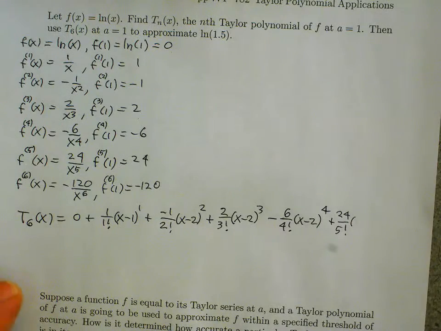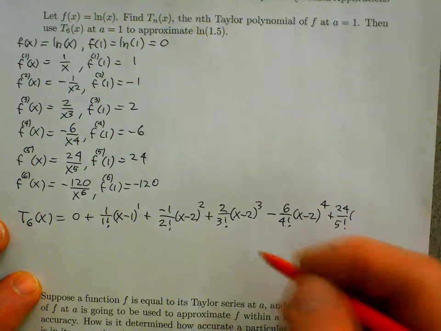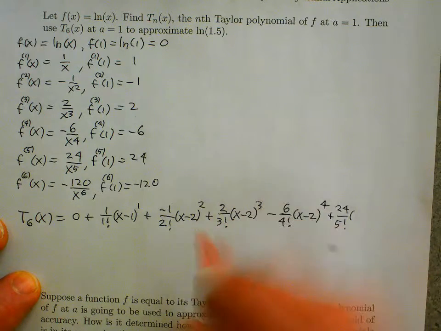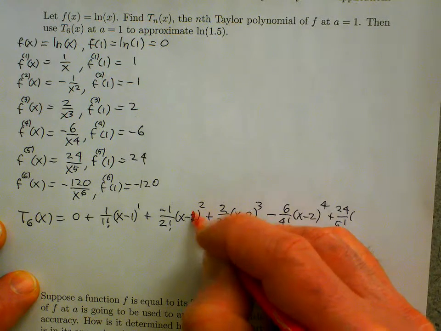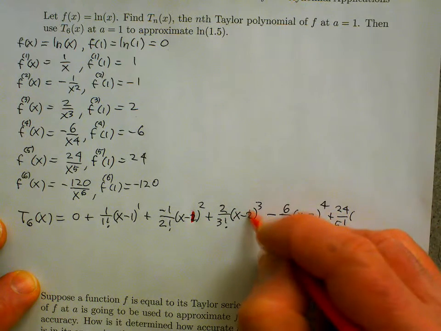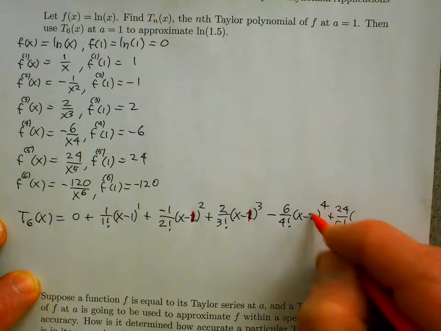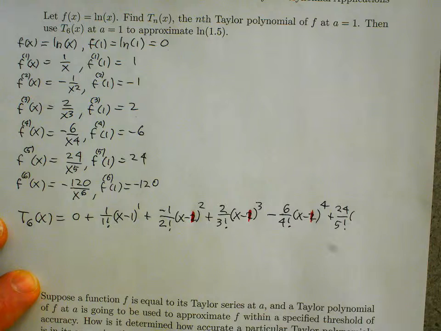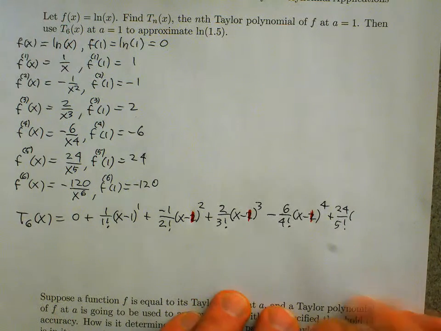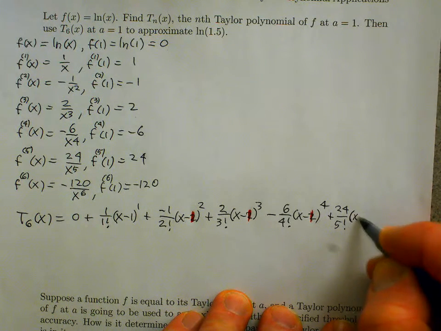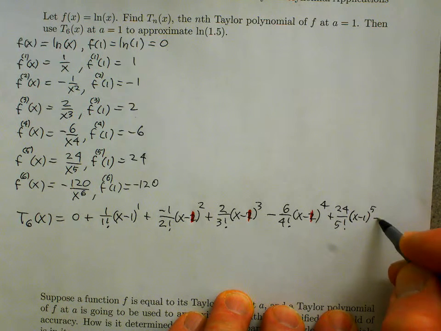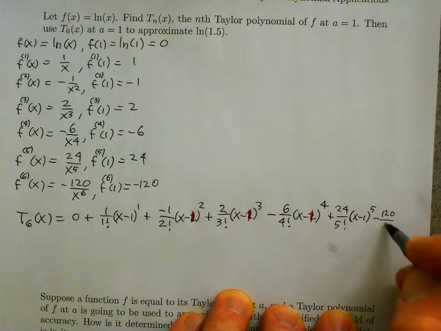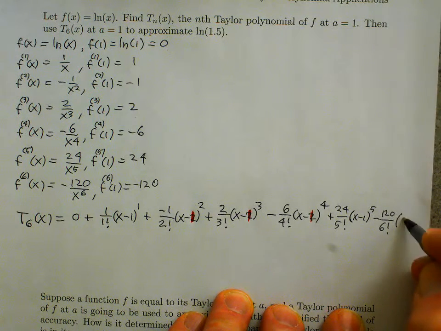Oh, I see my mistake. Yeah, throw in the towel next time. This should not be x minus 2. The value of a is 1, so that's x minus 1 squared, x minus 1 to the third, x minus 1 to the fourth. Now this one, x minus 1 to the fifth, and then minus 120 over 6 factorial times x minus 1 to the sixth.